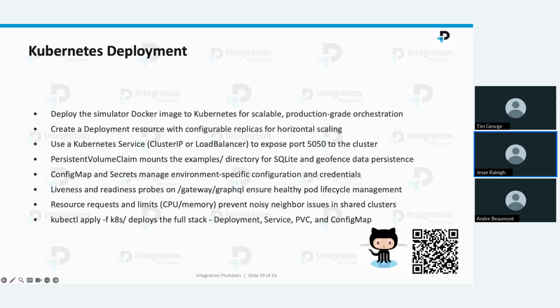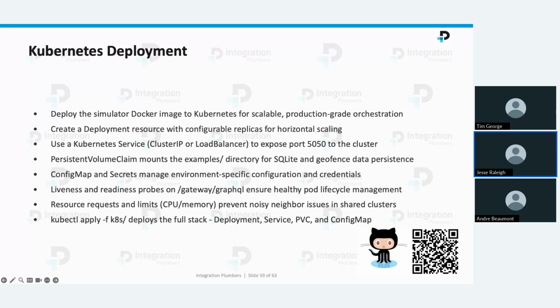With the Docker image already built and tested, the natural next step is deploying to Kubernetes for production-grade orchestration. Kubernetes gives us several capabilities that Docker Compose alone cannot provide. Automatic restarts, rolling updates, horizontal scaling, and health checking are all built into the platform. The persistent volume claim is critical here. Without it, your SQLite database and geofence data will be lost every time a pod restarts. The PVC ensures that the examples directory is backed by persistent storage that survives pod lifecycle events.